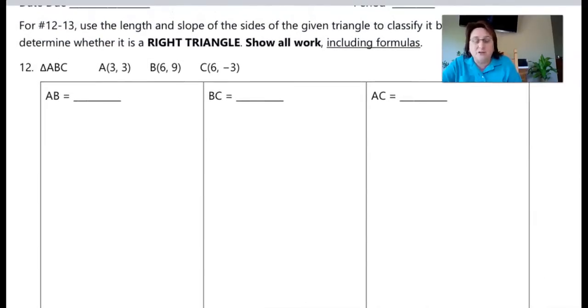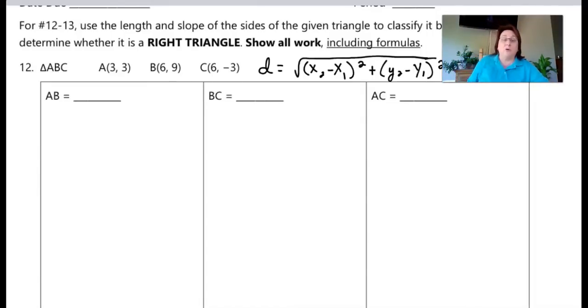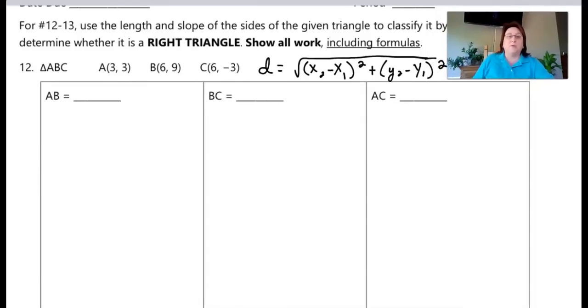Okay, and I'm going to actually write it right up here. The distance formula equals the square root of x2 minus x1 squared plus y2 minus y1 squared. Do you guys remember that? All right, so we're going to use this formula and we're going to find the length of AB. So that means that I'm looking at A and B. So I'm going to label my points x1, y1, x2, y2.